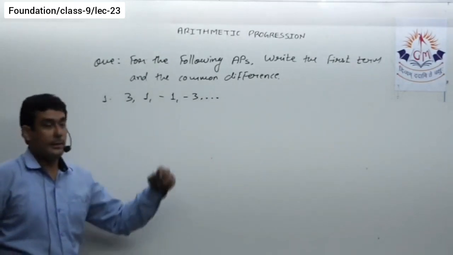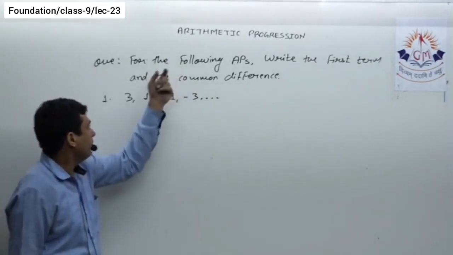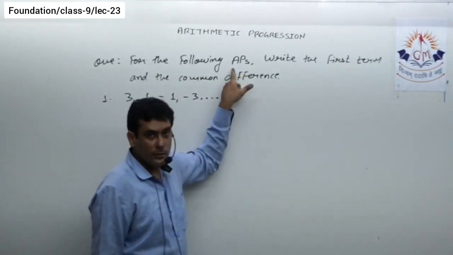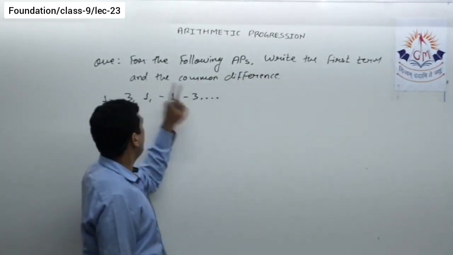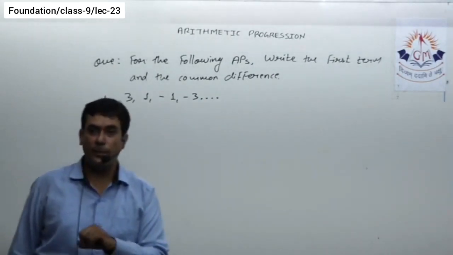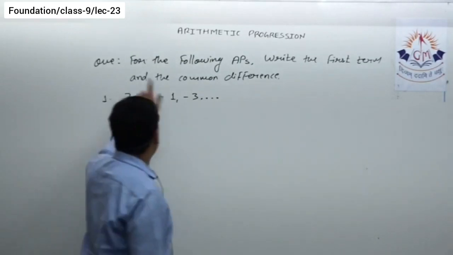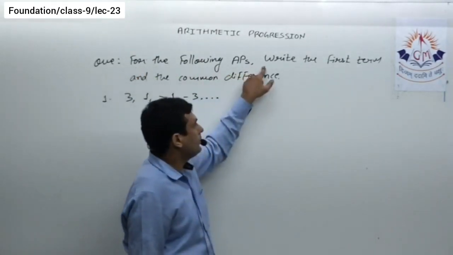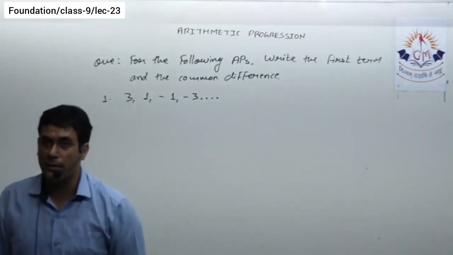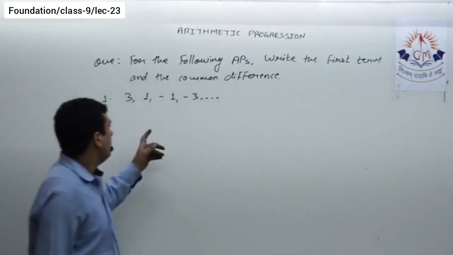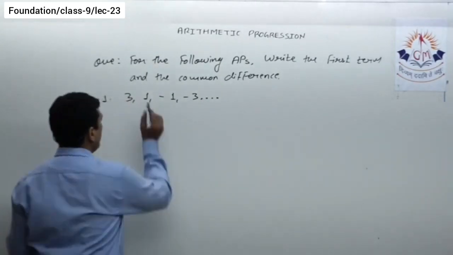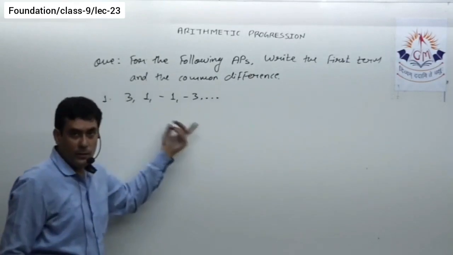Now see here, it is already given that it is an AP. Suppose the question goes in such a way that for the following progressions, write the first term and the common difference. Then in that case we first have to check whether the progression is an AP or not. Or suppose it is given for the following sequence, write the first term and the common difference. Again we have to check whether the given sequence is an AP or not, and only then will we be able to find its common difference as well as the first term. But here it is already given that this sequence is an AP.